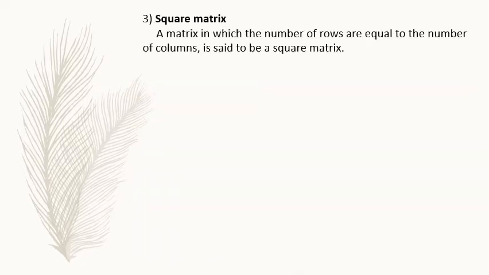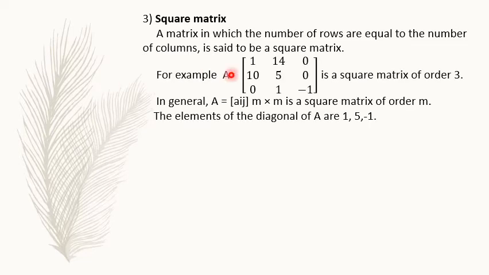Third one, square matrix. A matrix in which the number of rows is equal to the number of columns, that is, the number of rows and number of columns are the same, is called a square matrix. Here, A equal to this matrix is a square matrix of order 3. That is, here A is a matrix having 3 rows and 3 columns. So this is a 3 by 3 matrix, or we say that this is a square matrix of order 3. In general, an m by m matrix is a square matrix of order m.